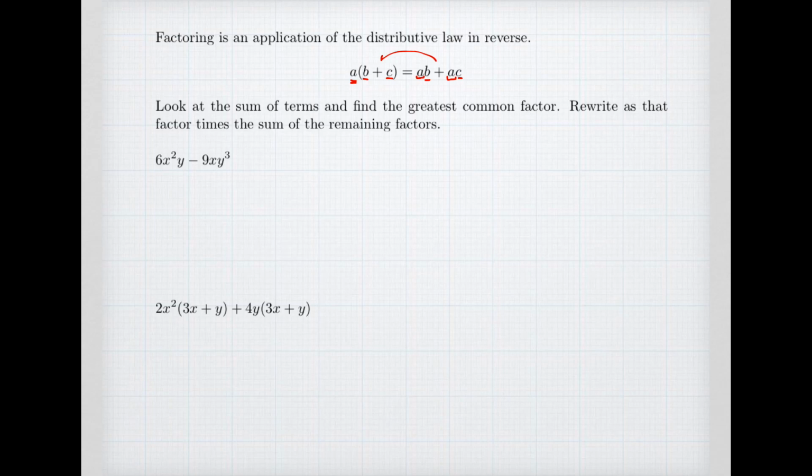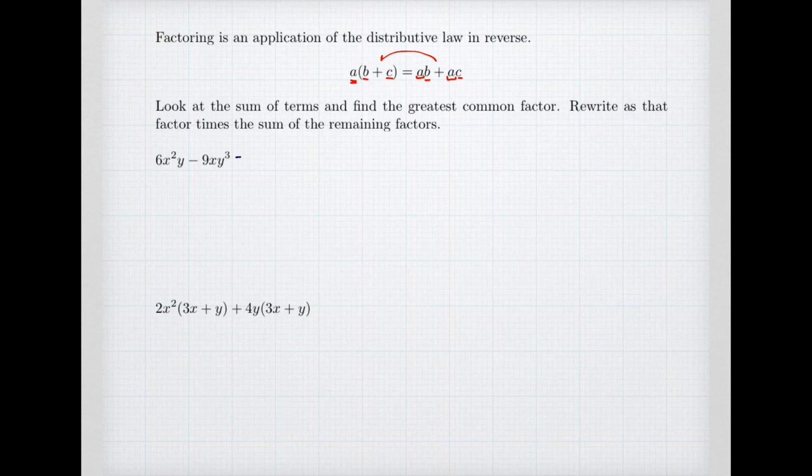Let's now look at some examples. We have some terms. We're going to think of them as a sum of two terms, and we're going to identify the greatest common factor so that we can factor it out. So let's start with this first problem. We have 6x squared times y minus 9x times y cubed, and one of the key things is let's think of this as a sum.